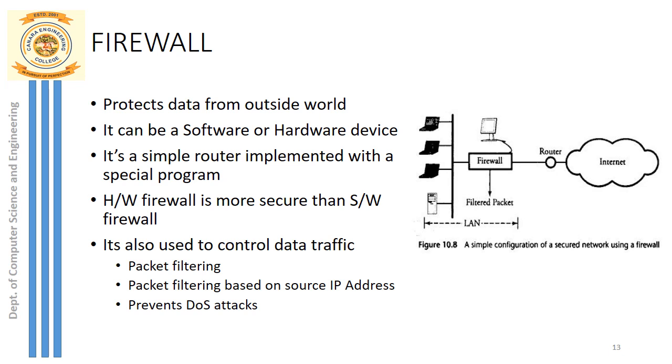The next topic is firewall. As the name itself suggests, a firewall protects the data from the outside world. A firewall can be a software program or a hardware device. A firewall is a popular security mechanism for networks. It is a simple router implemented with a special program.